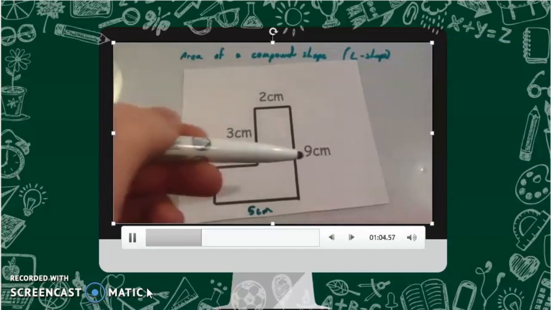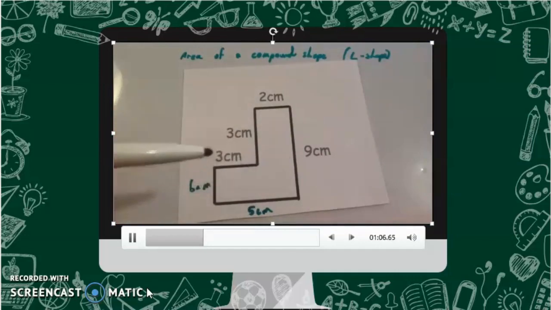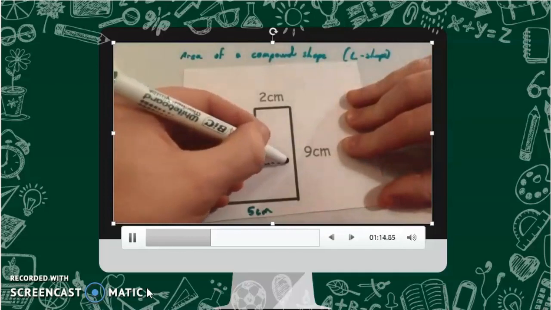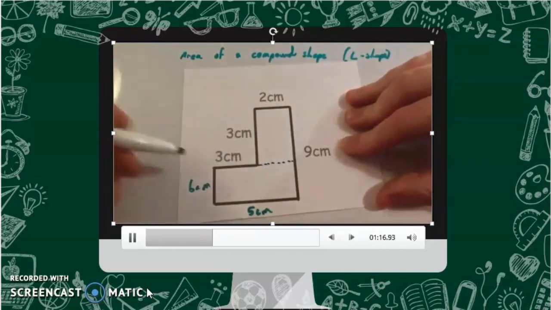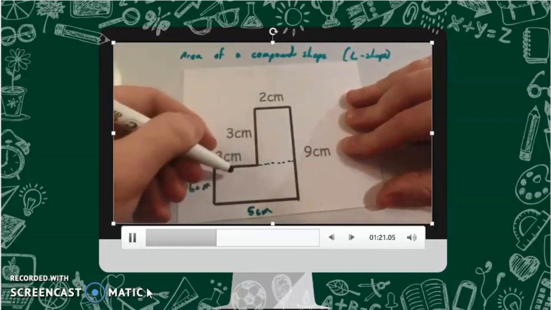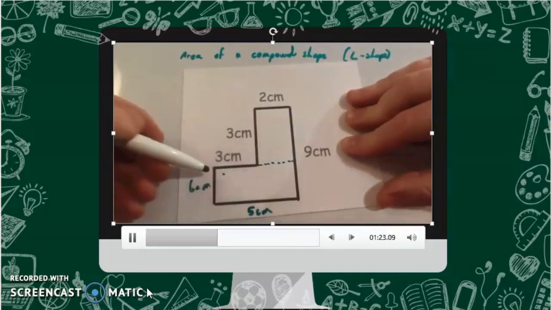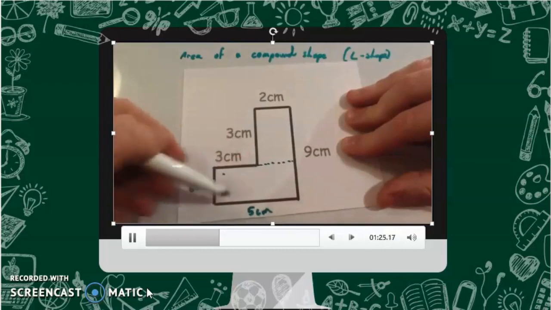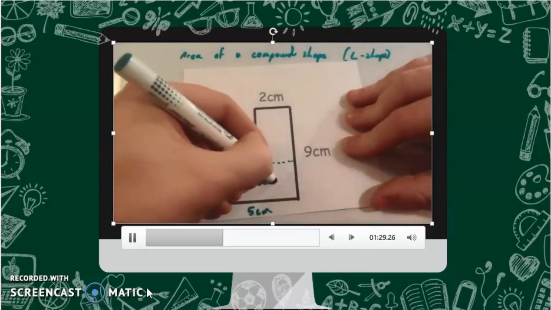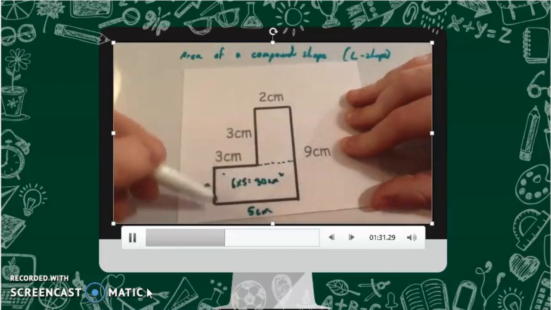You can either split it horizontally or vertically. It doesn't matter which way you do it, as long as you make sure that you multiply the right numbers together. Okay, so in this one I'm just going to split it horizontally like this. To find the area of the rectangle at the bottom, we're going to multiply the height by the width. So we're going to do 6 times 5, which equals 30 centimeters squared. So the area of this one is 6 times 5, which is 30 centimeters squared.